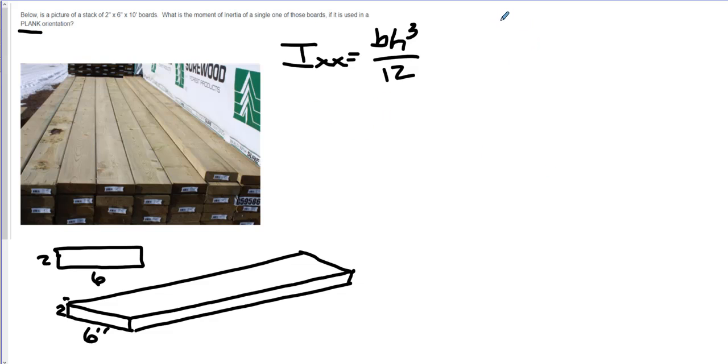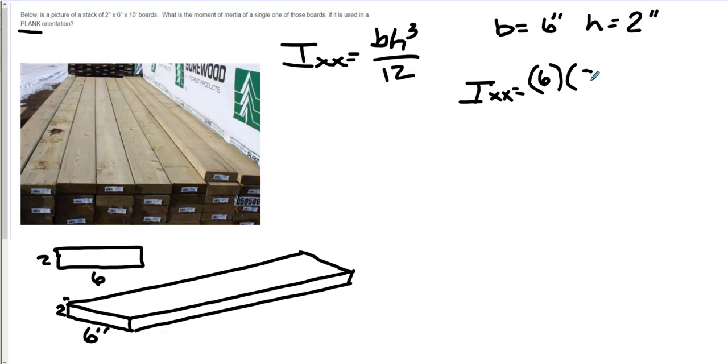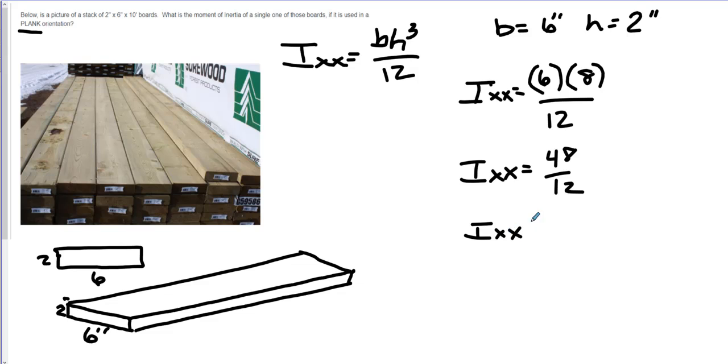So if we do our givens, our base is equal to 6 inches. Our height is equal to 2 inches. Then we substitute into this equation. Moment of inertia is equal to 6 times 2 cubed, which is 8, divided by 12. Moment of inertia is equal to 48 divided by 12. Moment of inertia is 4.